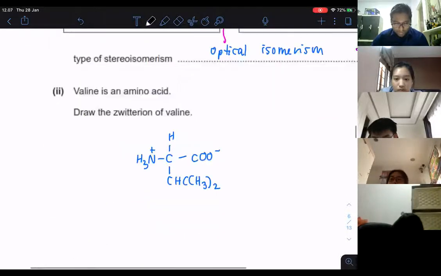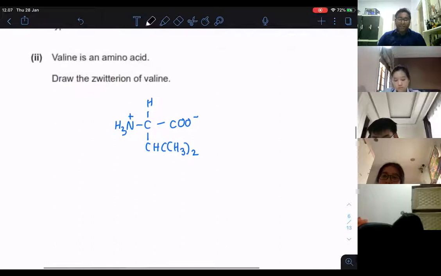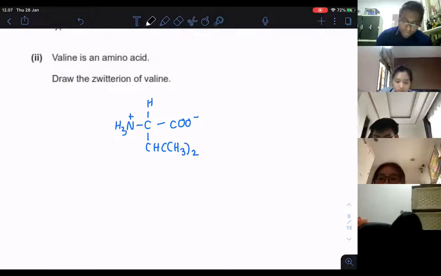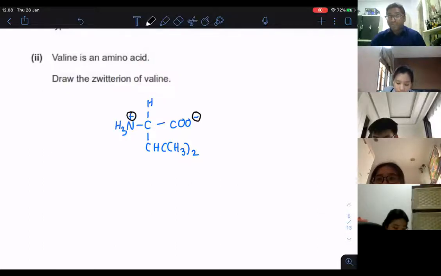Then again, another one. Valine is going to be an amino acid. Draw the zwitterion of valine. So the one that they want to see is going to be the negative charge here, COO-. The H plus comes here, and then the positive charge towards the nitrogen. So basically, don't write NH3 and then put the positive over there.